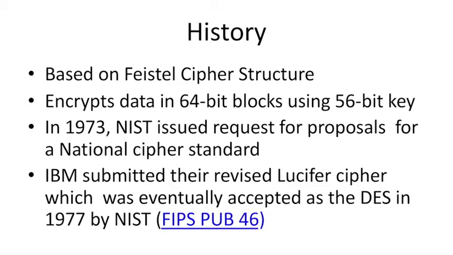Firstly, it is based on the Feistel cipher structure that we talked about, which means that we take each block and split it into left and right halves, and we process the right half, and then we XOR the output of that processing with the left half and do swapping and so on. DES uses that idea. DES also encrypts data in 64-bit blocks using a 56-bit symmetric key. So we start with that 56-bit symmetric key and then expand that into multiple keys, one for each round.